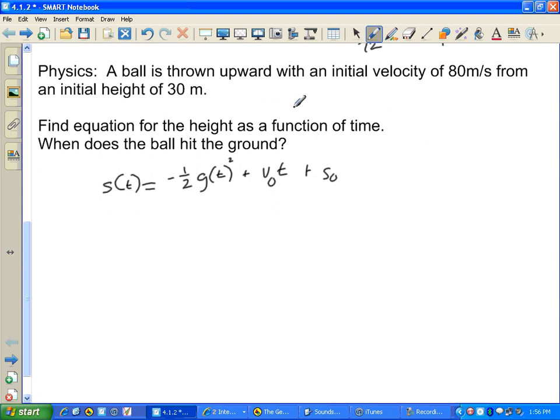We're going to take what they gave us and kind of come back to that as our answer. I know that the initial velocity, so the velocity at time 0 equals 80 meters per second. Okay, velocity is really the first derivative. So I know that the first derivative at 0 has a value of 80. I know that the actual position function at 0 has a value of 30, because that's our initial height.